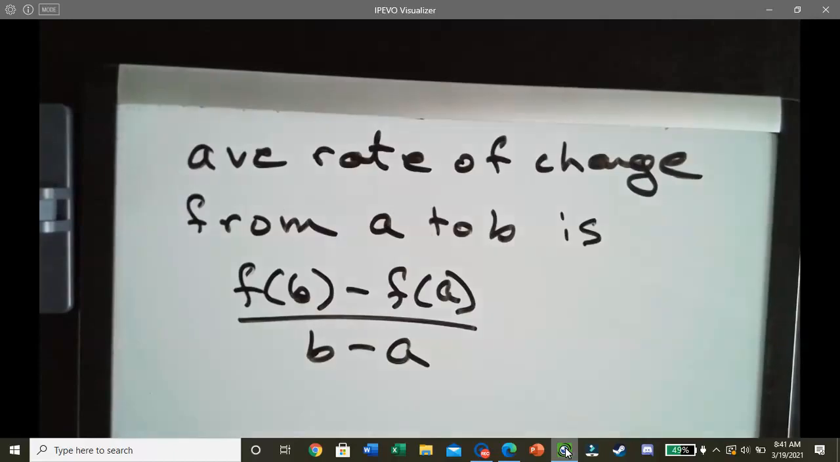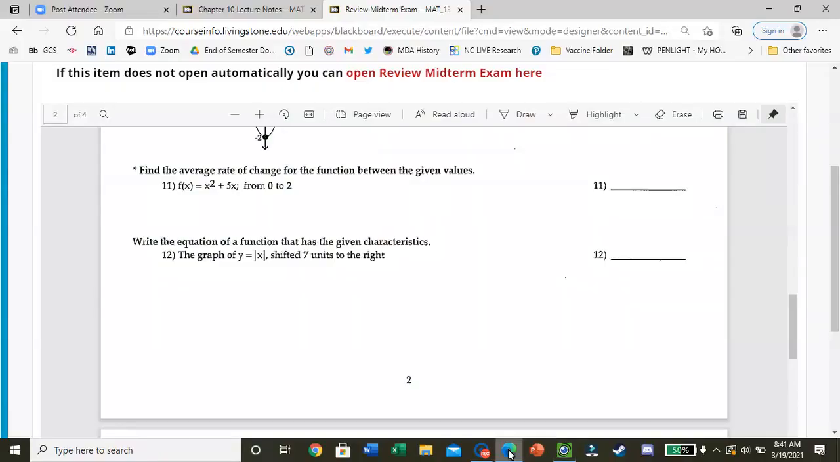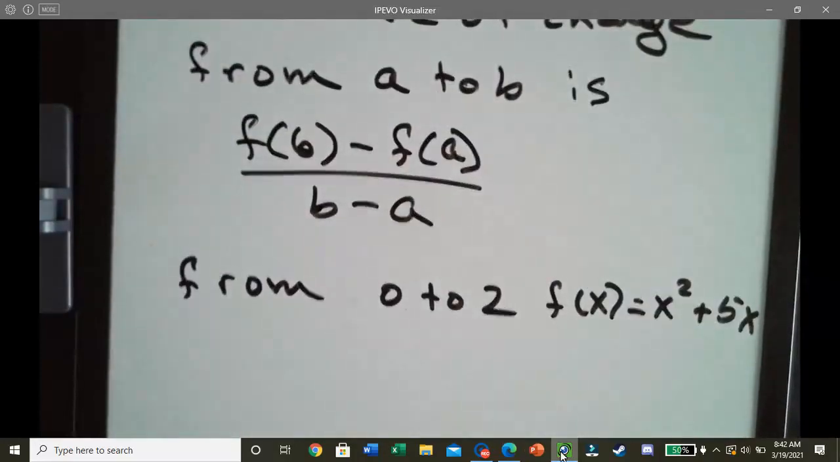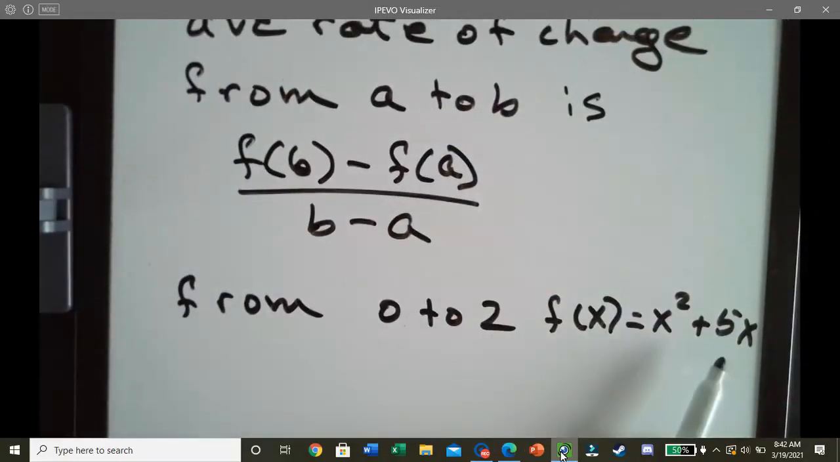So basically, you're given x values, right? And in this case, you're given, I believe it was 0 and 2, right? So we're talking about from 0 to 2 for the function f of x equals 2x squared plus 5x. So basically, you're given two x values in a function.